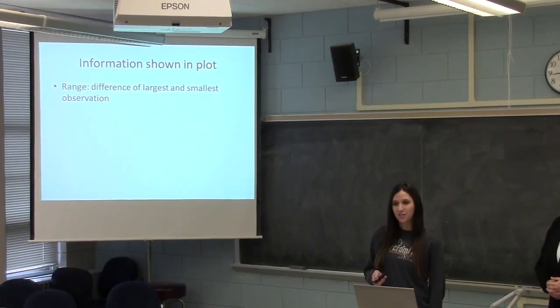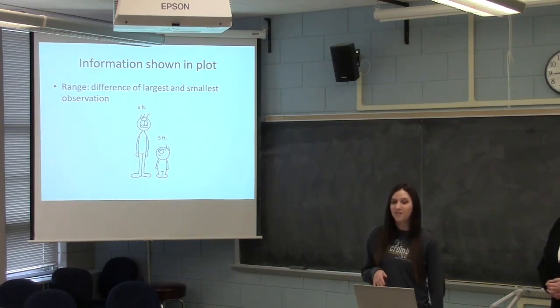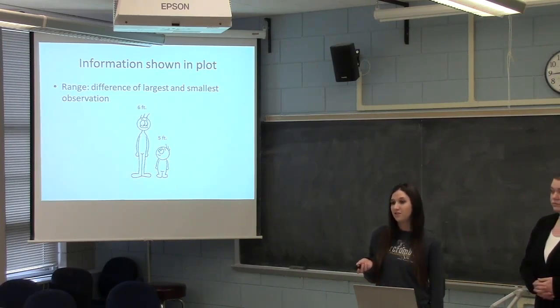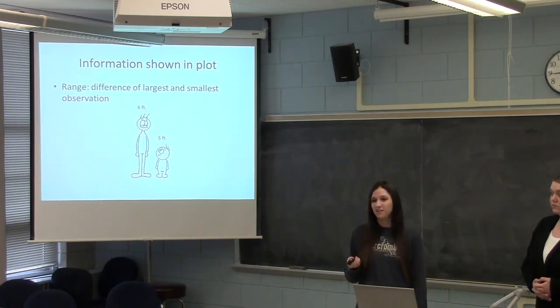One of the things that it shows is the range. To find the range, you're going to take the difference of the largest and smallest observations, or the largest and smallest values. Let's look at an example. Say we're interested in finding the height difference between two individuals. One is 6 foot, the other is 5 foot. We take the highest value, 6 foot, and subtract the lowest, 5. So our range for this example is 1.